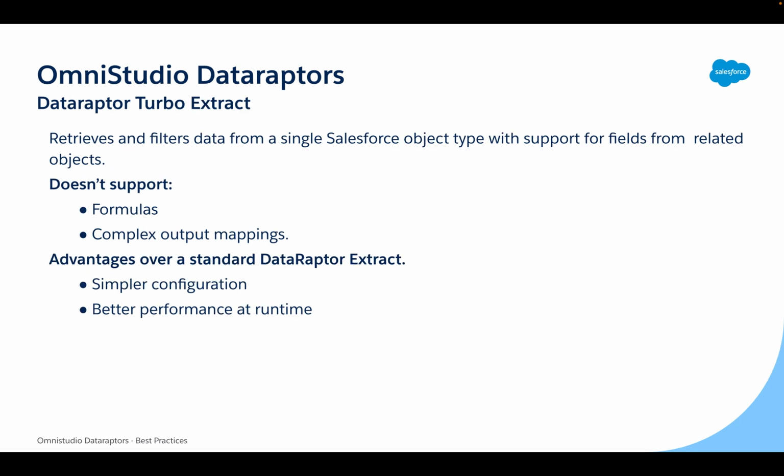There's a good alternative to traditional data raptors called data raptor turbo extract. This is a very nice feature to be considered while building data raptors. If we just need to pull data from a single object, or that object and the related fields from related objects, consider using turbo extract. Bear in mind, turbo extract doesn't support formulas or complex output mappings, but it is simpler to configure and extremely good for performance.